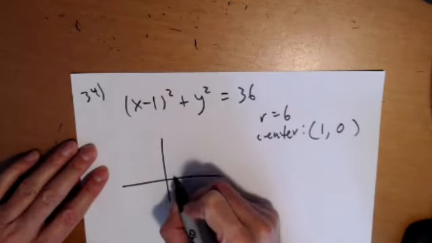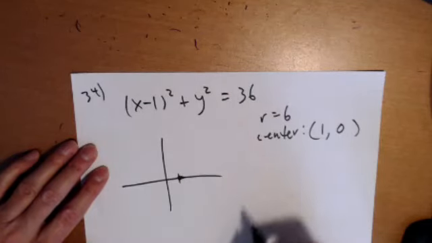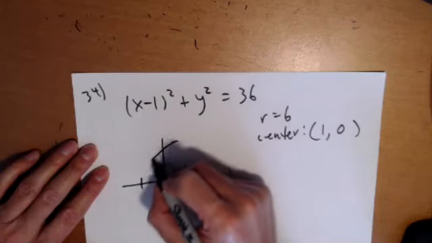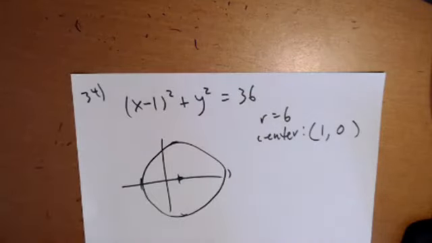Over 1, up 0. Put a dot. That's the center of the circle. Radius of 6. Up 6, down 6, to the right 6, back 6. Draw a circle. Get graph paper. It'd look a lot better.